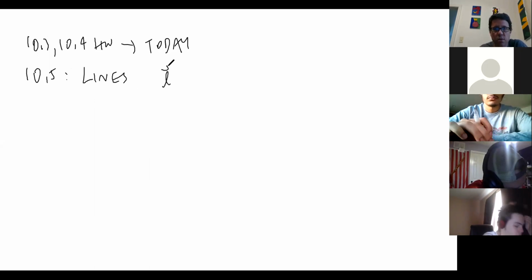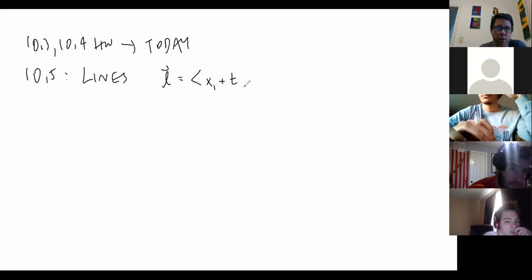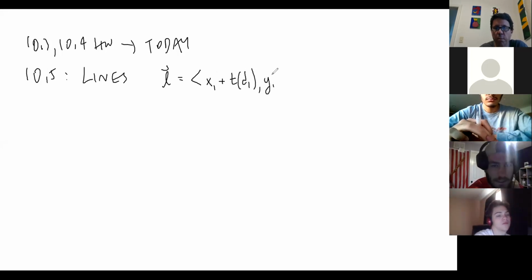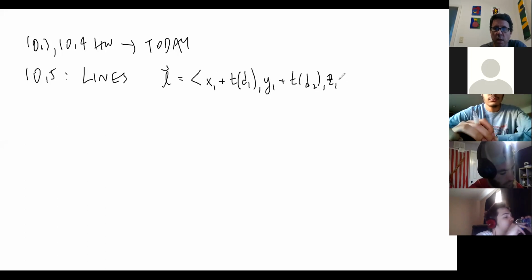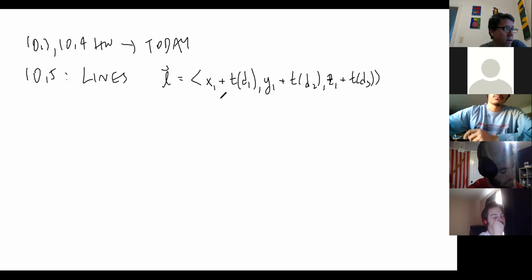Just as a reminder, you could either write it in vector form, where it's the x1 coordinate plus some multiple of the run, which we can call d1. And then in the y component, it's the y component of the base point plus some multiple of the rise. I'm using d's because we used it as a direction. And then we have z1 plus some multiple of v3. So that's one condensed form, the vector format for a line.